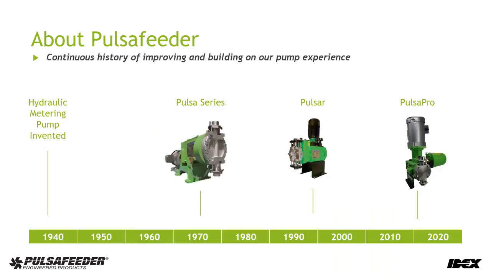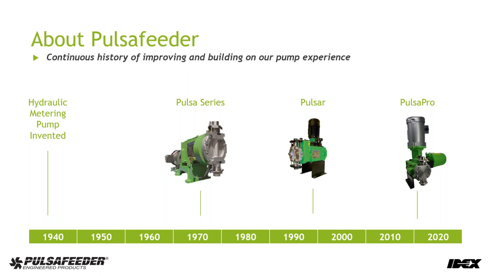So a little bit about Pulsafeeder and our history. We have a continuous history of improving and building on our pump experience. The hydraulic metering pump was invented in 1942 by a gentleman by the name of Larry Wilson at a company called Lapp Corporation. And since then, in the 70s, Lapp Corporation became Pulsafeeder. And in the 1970s, the Pulsa series, the first complete series of hydraulic actuated metering pumps, was introduced. Call that our legacy product line.